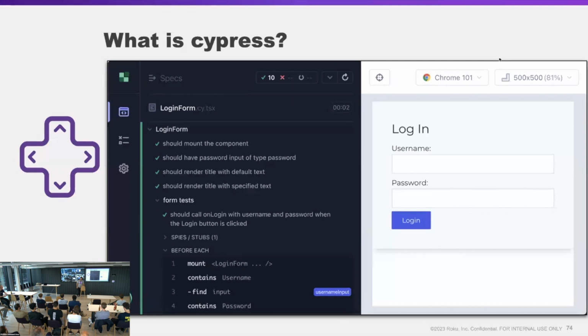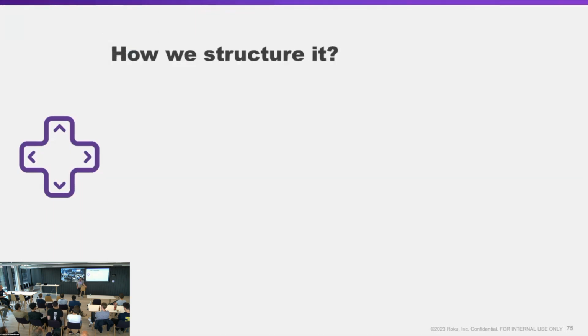And then come ask me at the end why not Playwright, okay? You can also use Playwright, okay? It's the same. So how do we structure our tests?